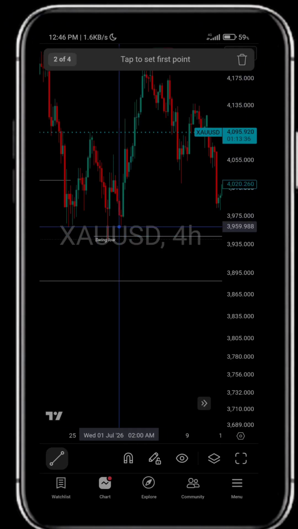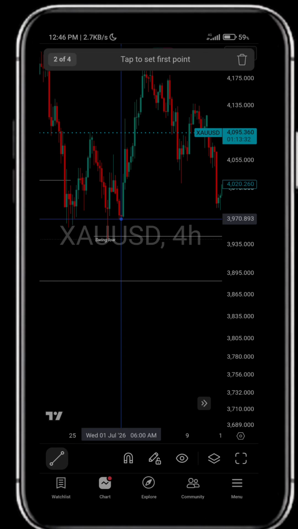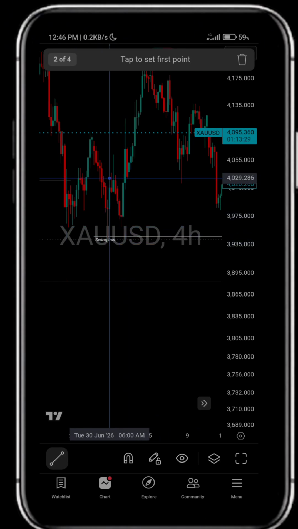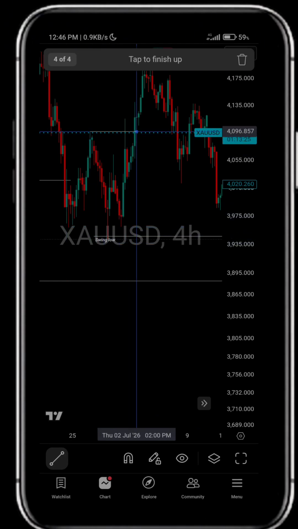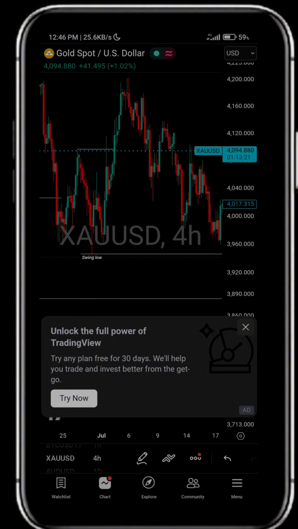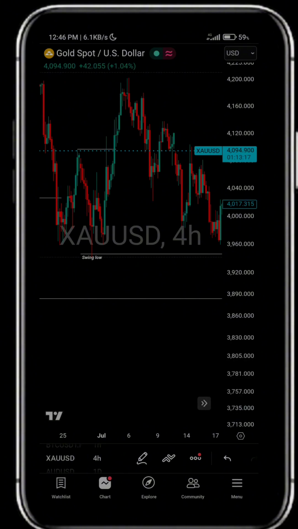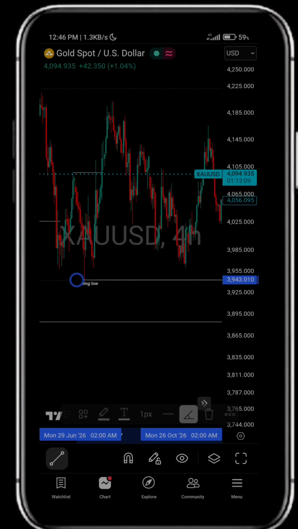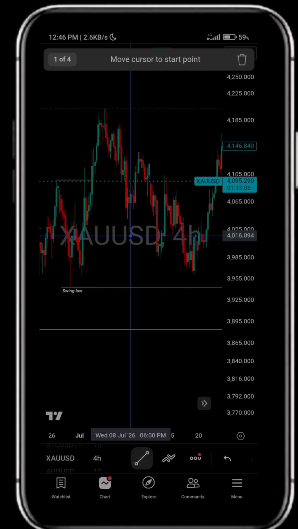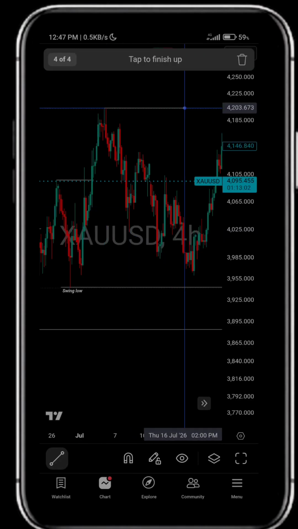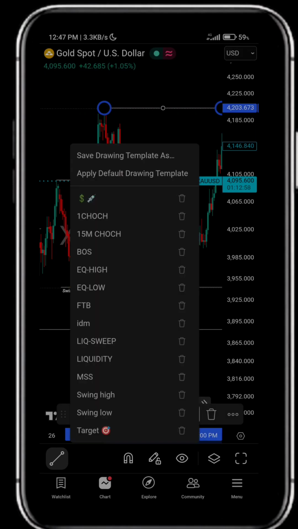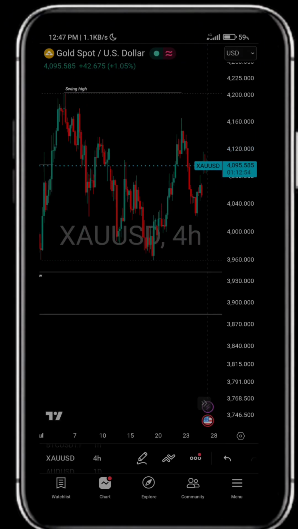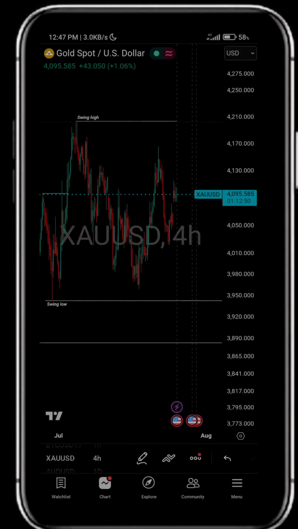We see that price came down to this point right here, the swing low. There were multiple rejections and price broke internal structure here, and we have a swing low, which was previously a swing low that we had. Then it gave us a swing high. I'm going to mark that and extend it here. We have a swing high here.